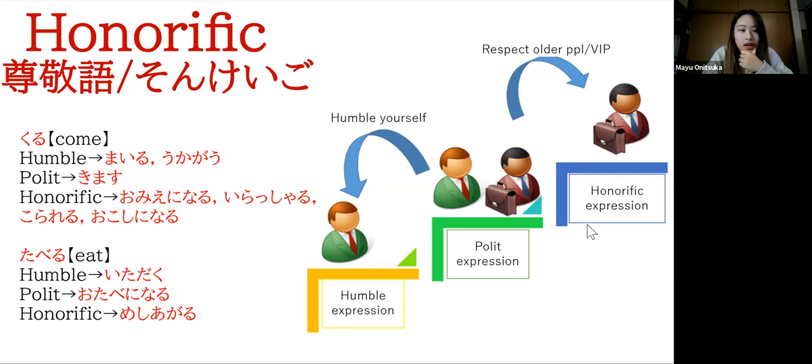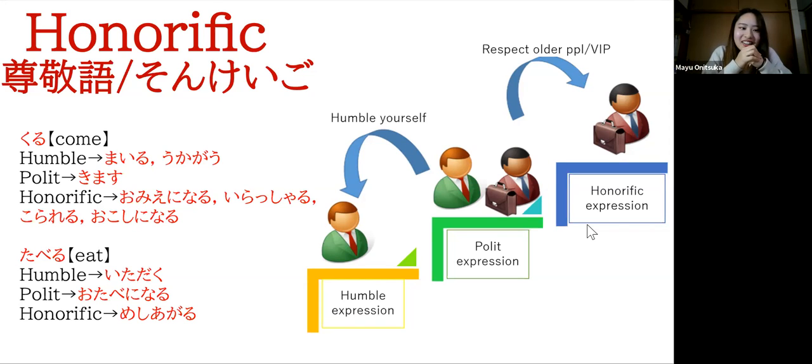For example, when the teacher comes to my house, "先生が来ます。先生がお見えになります。いらっしゃる、来られる、お越しになる。" Those sentences have the same meaning but are polite or honorific.